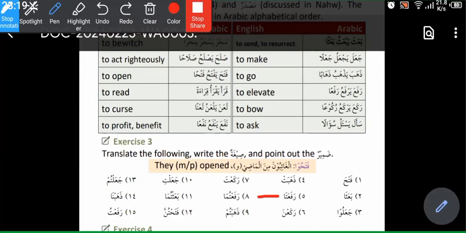Rafa'atuma. You both elevate. Yes, you both, Muzakkar, elevate, and Mu'annas, you both elevated. Okay, remember that this is past. Past, yes. This is Madi. Ahsanti, very good. And what about Muzakkar and Zahabtum?